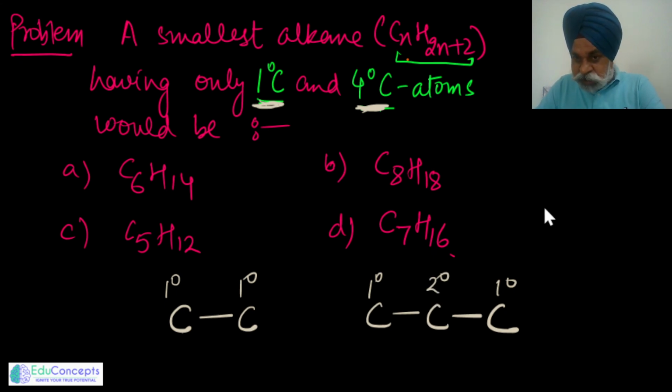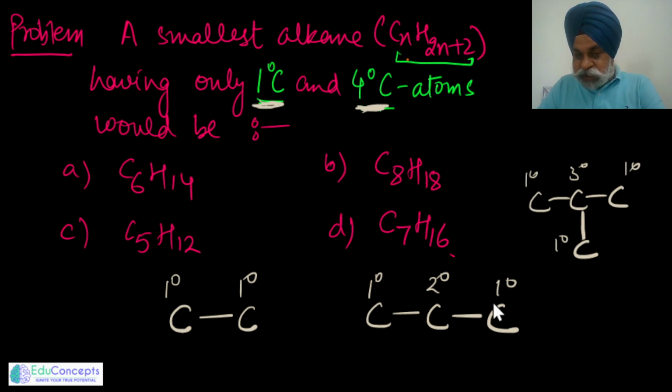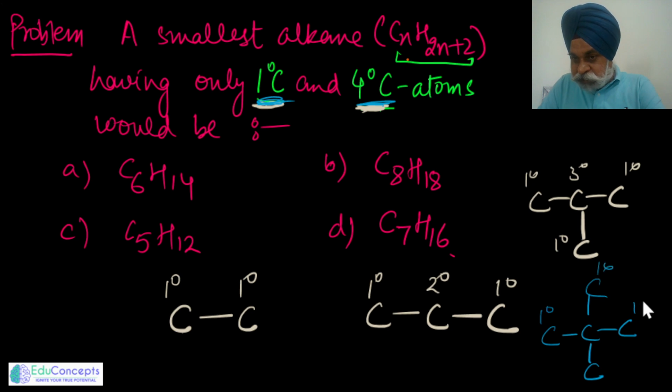And if I keep on going like this, if I attach one more carbon here at the center, this has become tertiary, and all of these three are primary. Now the question asks for the smallest alkane which would contain only primary and quaternary carbon. So now the answer is very close. If I make it like this, this is primary, primary, primary, primary, and this would be quaternary, isn't it? Because it is attached to four carbon atoms.